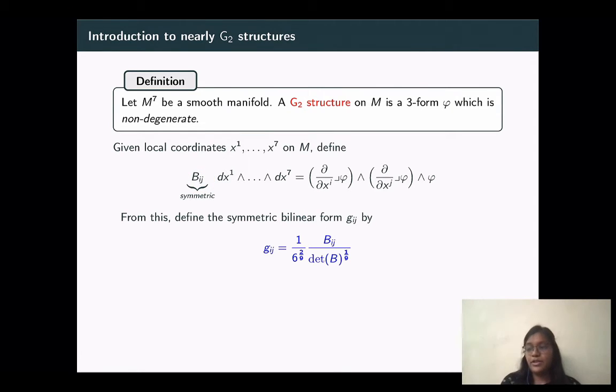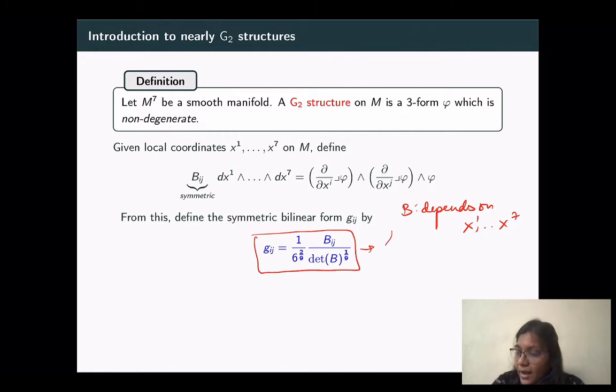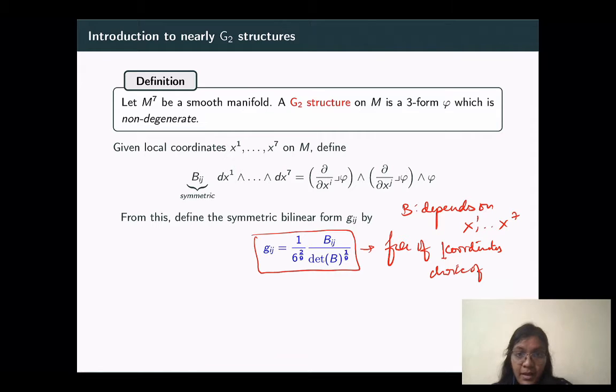What non-degenerate actually means is that this symmetric 2 tensor that we have defined on our manifold M actually defines a symmetric bilinear form or a metric on the manifold. Now this B depends on coordinates, it depends on x1 till x7, but this G we can define using this formula, and it is free of choice of coordinates. So this is how we can define a symmetric bilinear form.